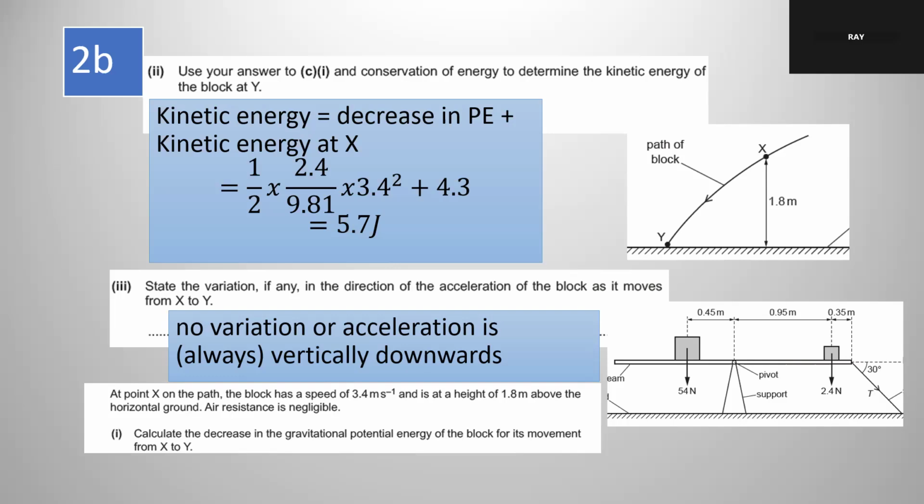So what is the meaning of variation? What change does it mean? No change. It's always vertically downwards. Constant, if you like. Acceleration is constant. Okay? No variation means constant.